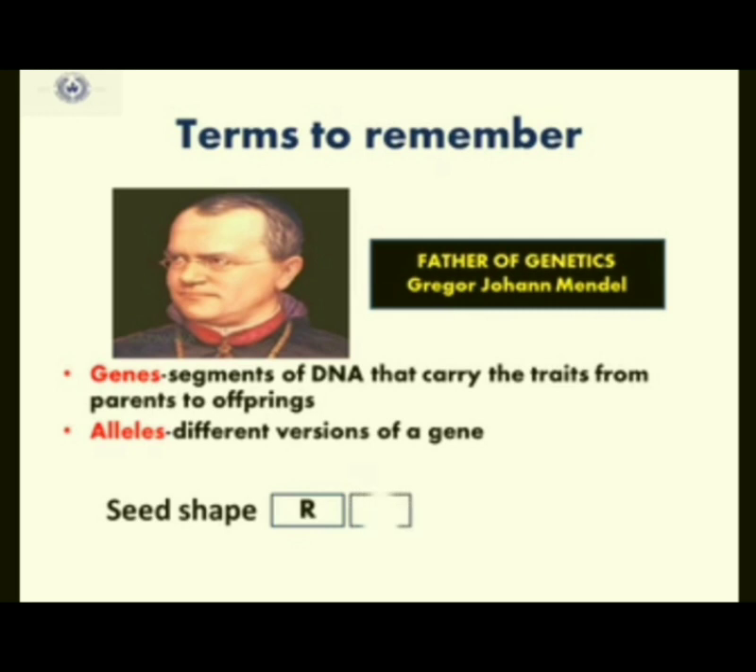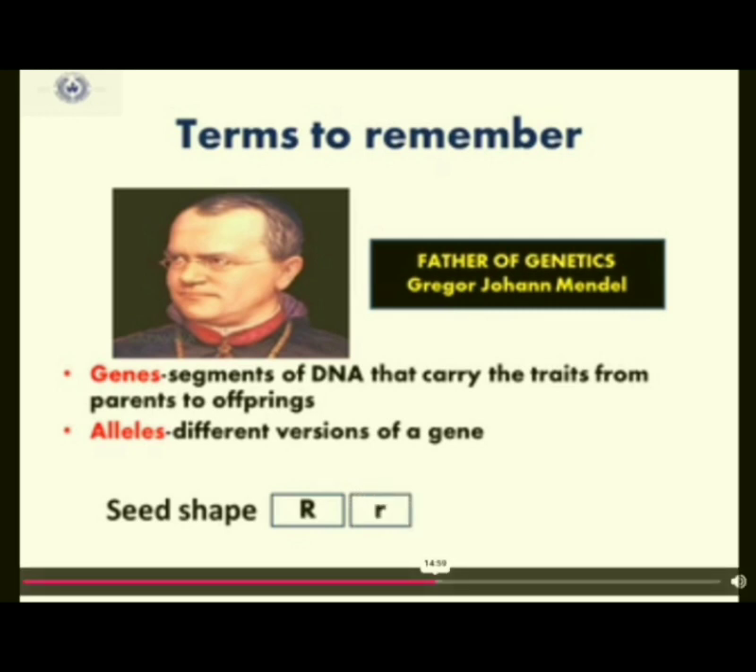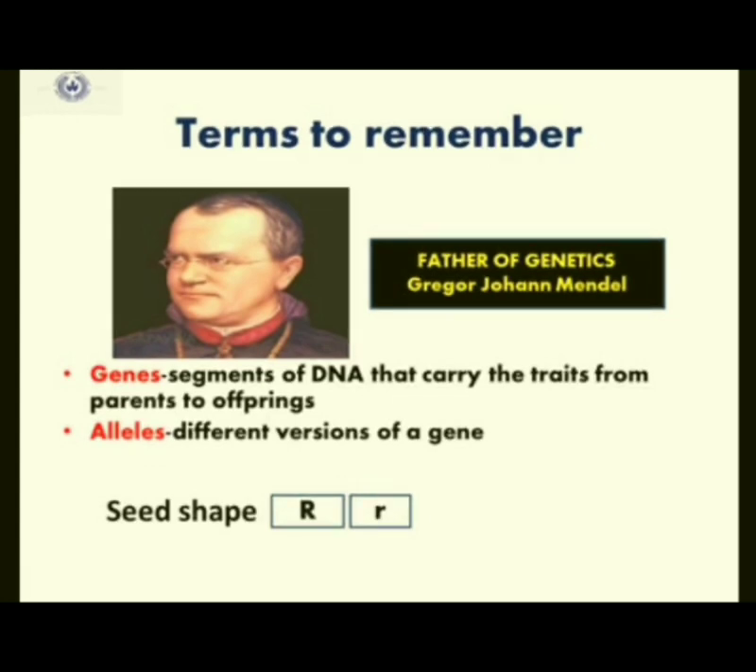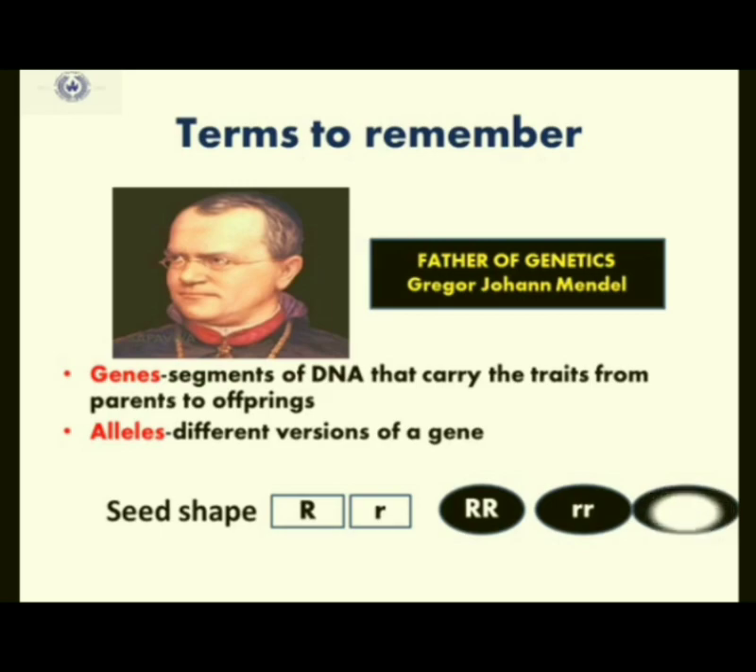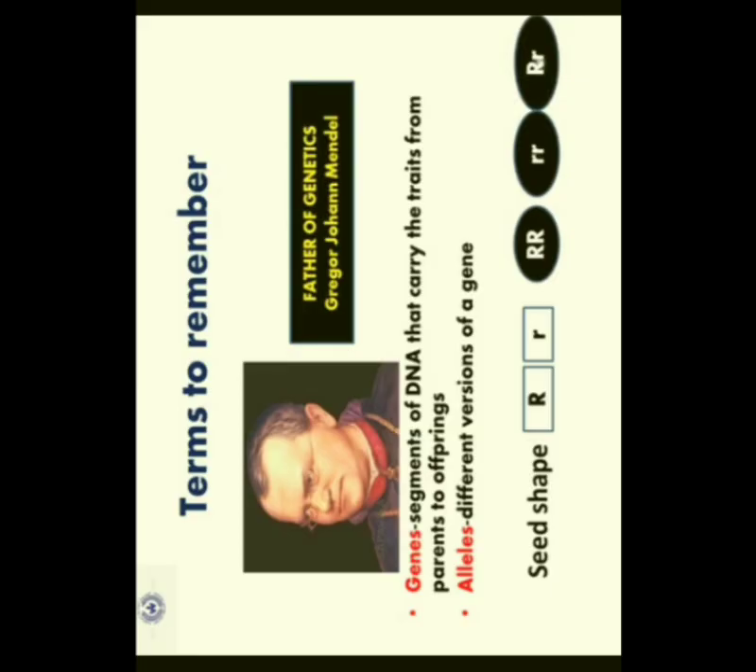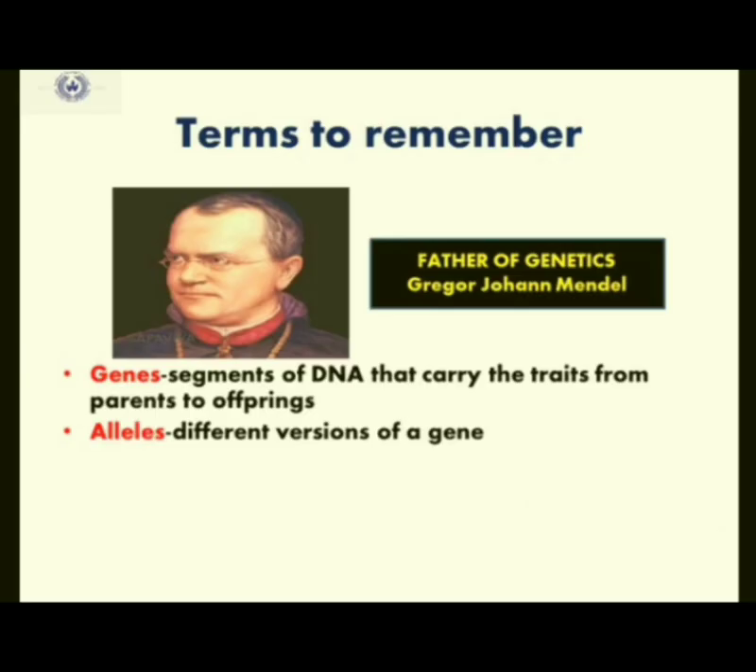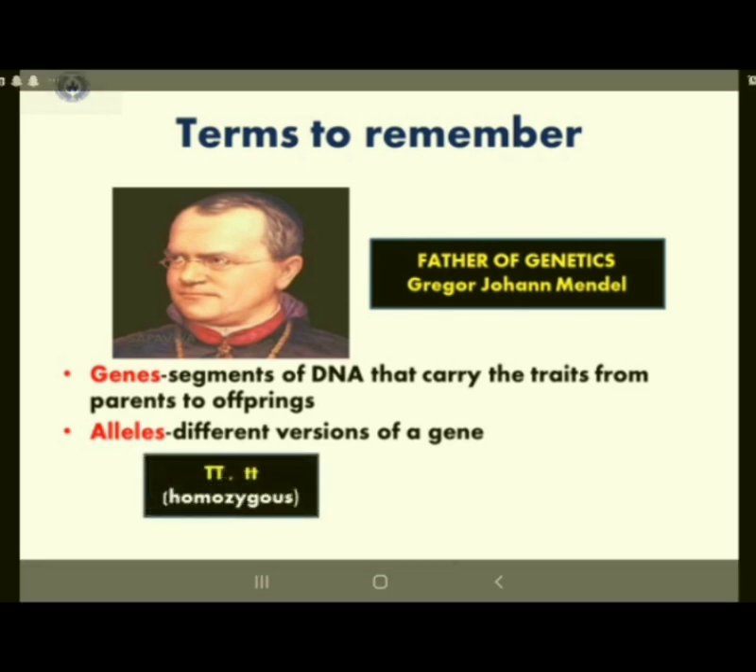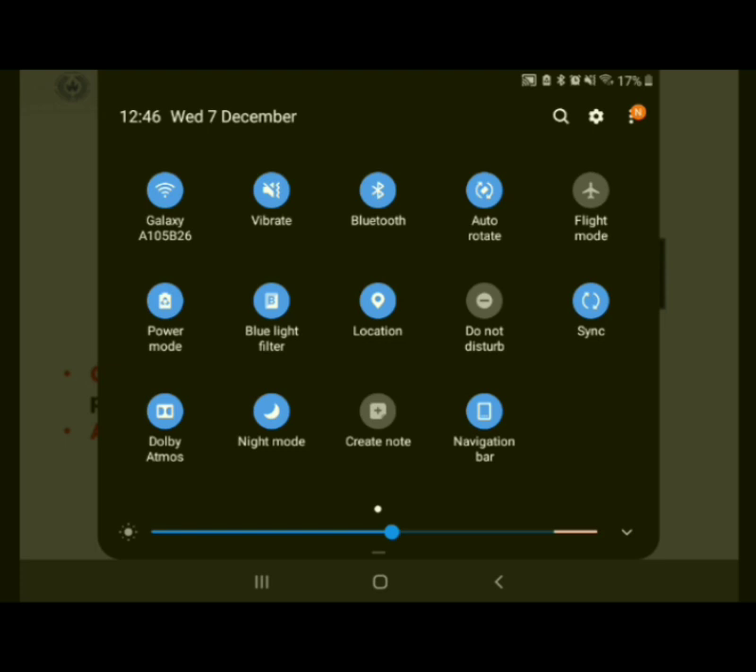And if you consider the shape of the seed in a plant, the 2 alleles can be represented by the letter R. For one allele, capital R, and for the other allele, it can be small r. Then what can be the expected combinations in the offspring, children? It can be capital R, capital R, or small r, small r, or even it can be capital R, small r also.